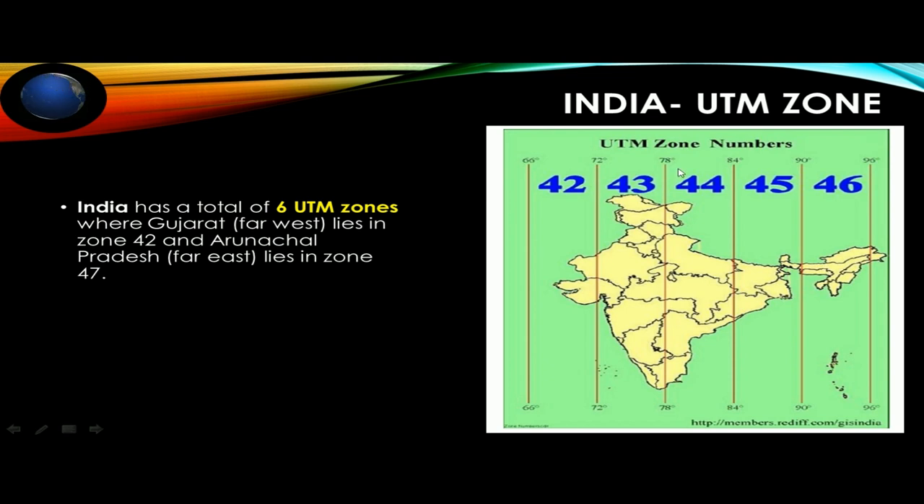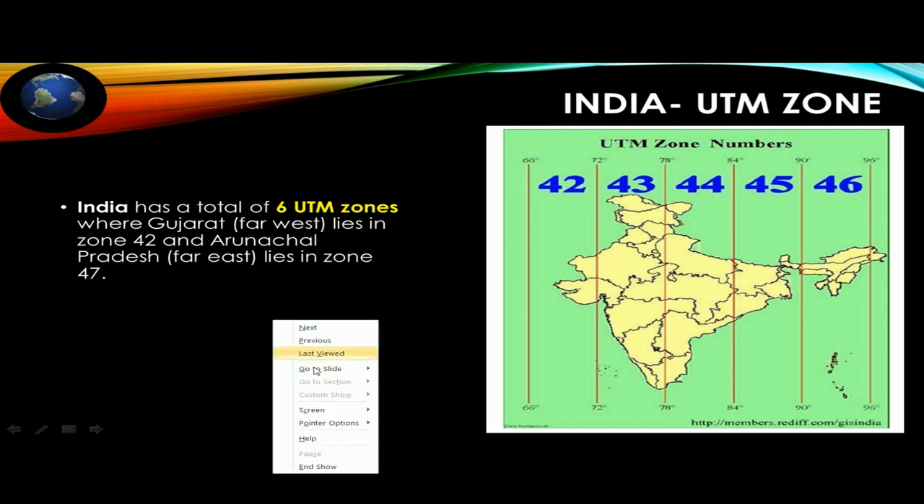As I have covered one problem based upon this, India has 6 UTM zones as per the UTM. So what is that UTM? Universal Transverse Mercator. As I told you, Mercator comes under cylindrical projection. Transverse means longitudinal direction.